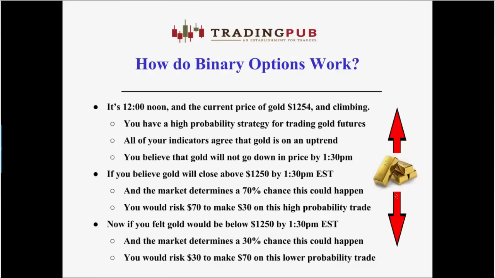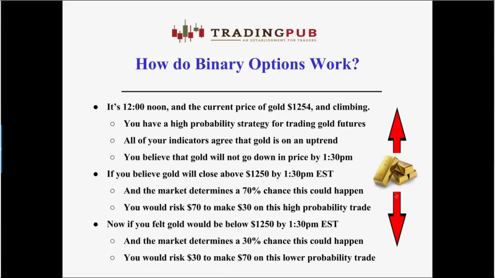So let's go for an example of a binary option. Let's say it's 12 o'clock noon and you like to trade gold. The current price of gold is $1,254 and it's on an uptrend, it's climbing. You have a high probability strategy that you like to use for trading gold futures. All of your indicators and your strategy agree that gold is going to be on an uptrend, and you do not believe that gold will close below $1,250 when the pits close.